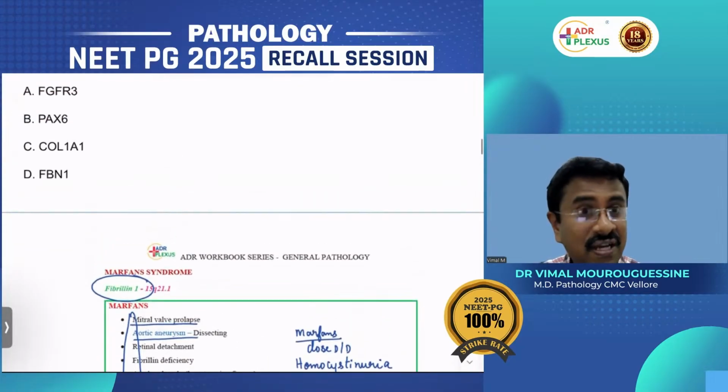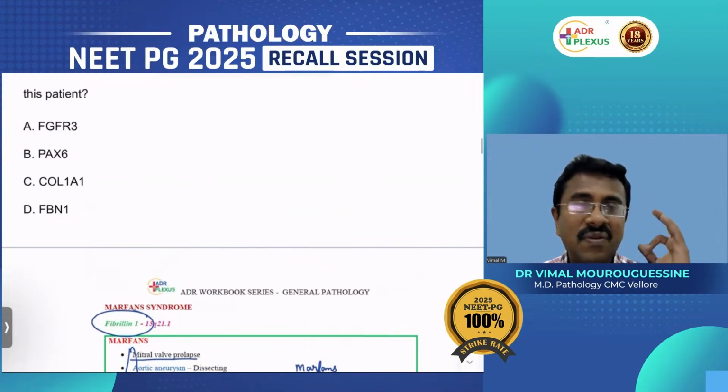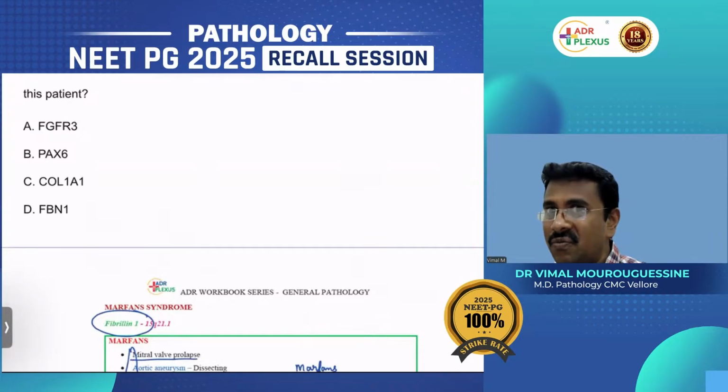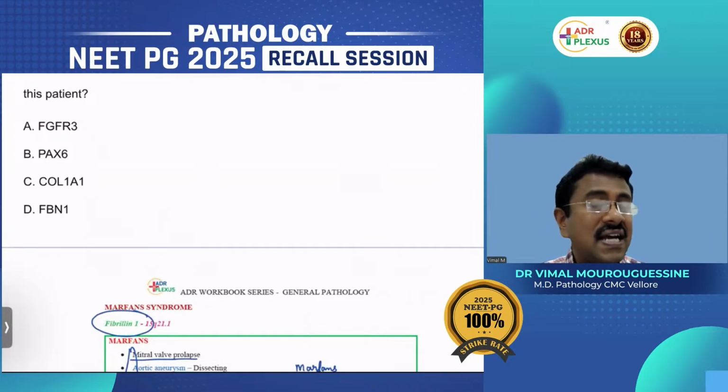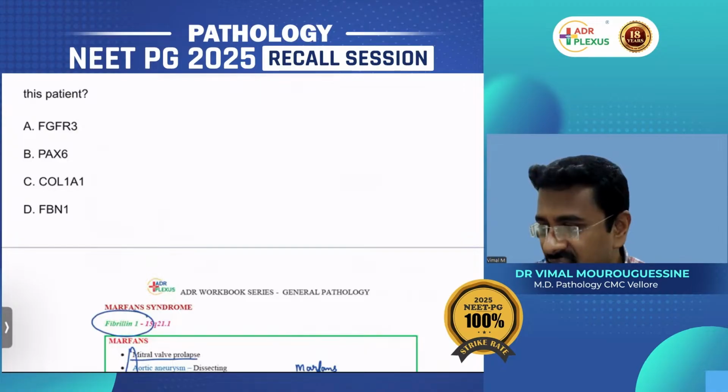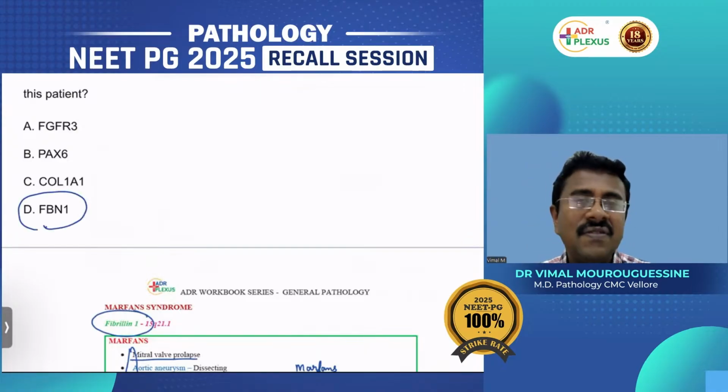Remember this, this is also located on the 15th chromosome. We used to remember three diseases on the 15th chromosome, no? So Marfan, Tay-Sachs, and genomic imprinting disorders. Remember this. So the answer here is fibrillin 1.